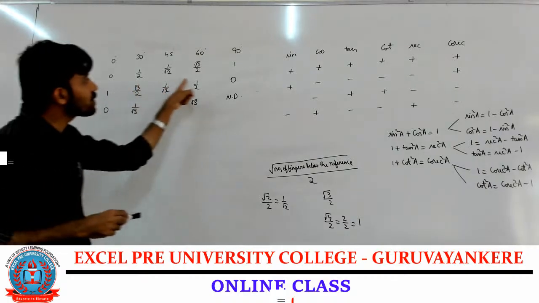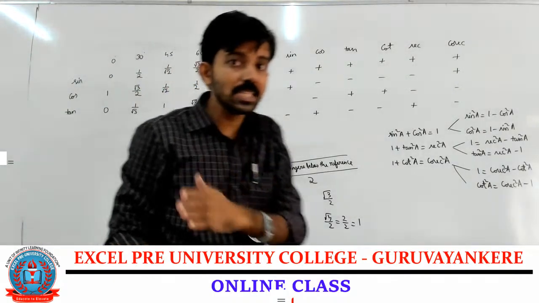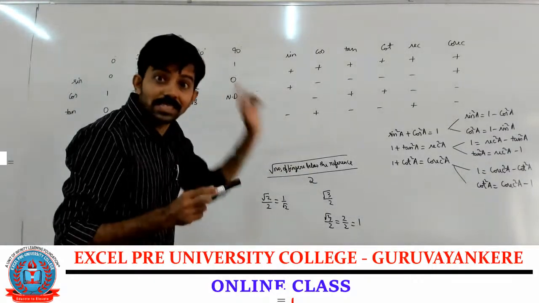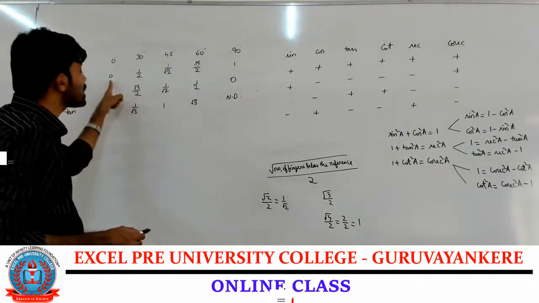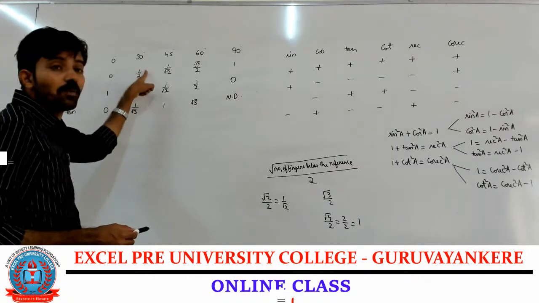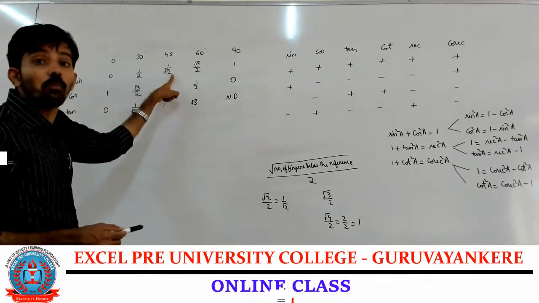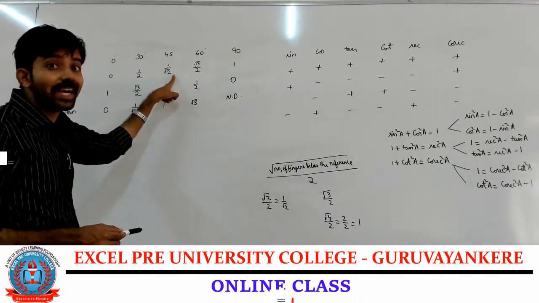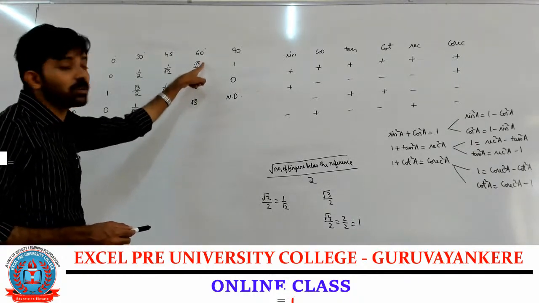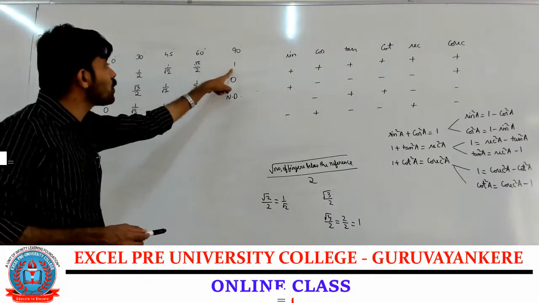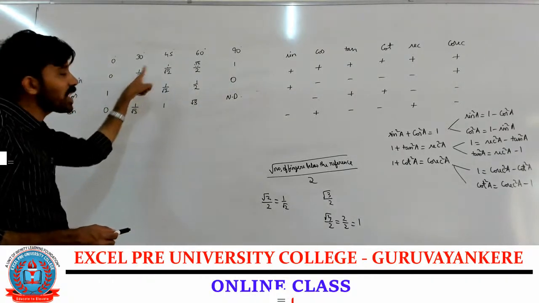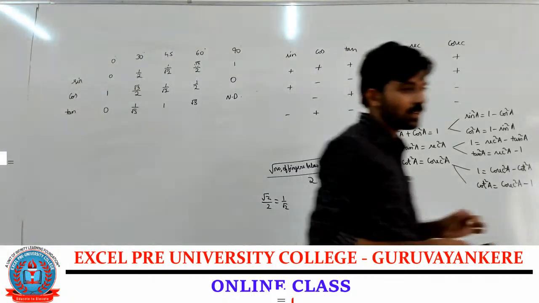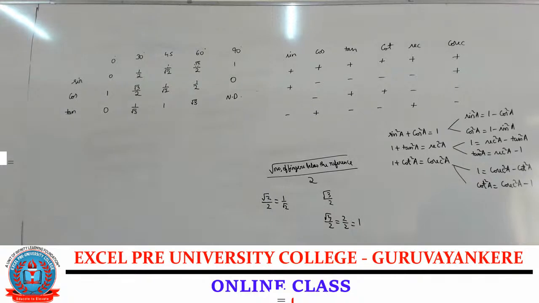So sine is an increasing function. In the interval 0 to 90, as the angle increases from 0 to 90, the sine function value also increases. 0, 1 by 2 is 0.5, 1 by root 2 is 0.707. Remember this, 1 by root 2 is approximately equal to 0.707. Root 3 by 2 is 0.866 and 1. 0, 0.5, 0.707, 0.866, 1. Okay, remember this, very important.